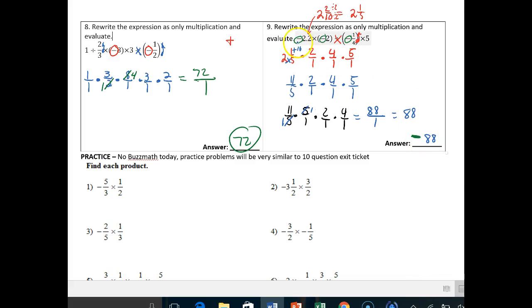How do I remember that? From the very beginning where I had 3 negatives. So that's why I encourage you guys to count your negatives at the very beginning and then just put, hey, my answer is going to be positive or negative.